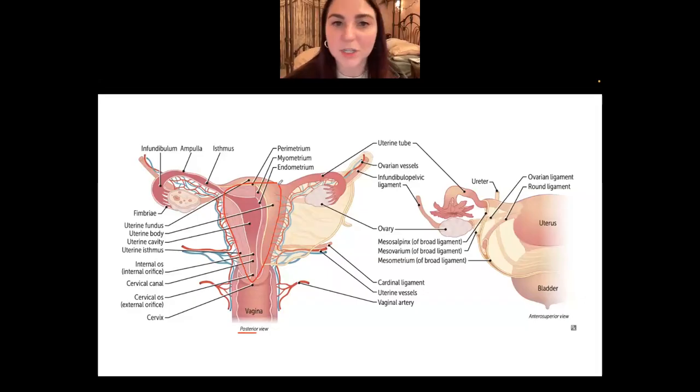Again, just like the heart, let's go with the heart. There's the endometrium, which is the innermost layer. This is what sheds during a period. Then we have the myometrium, which is the muscular layer.